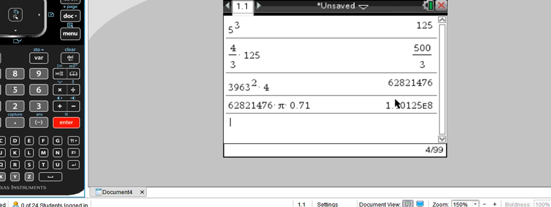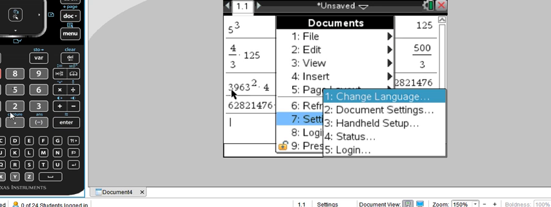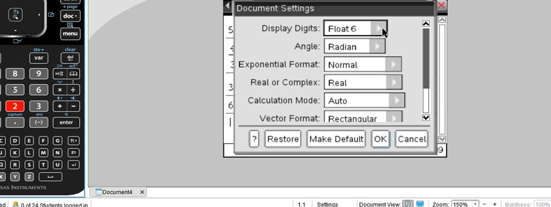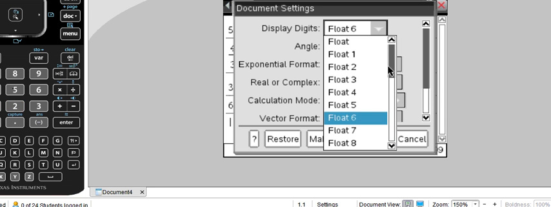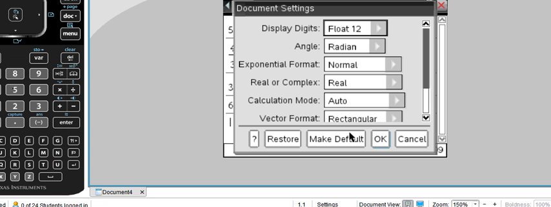Now looking at what my calculator gave me, I'm really not liking or appreciating this display. It's giving me this 1.40 e to the 8th number. How I'm going to get around that is I'm going to go into my documents and change my settings. So under my document settings, I want to change this display digits from a float 6, which is going to display 6 places, to a float 12.